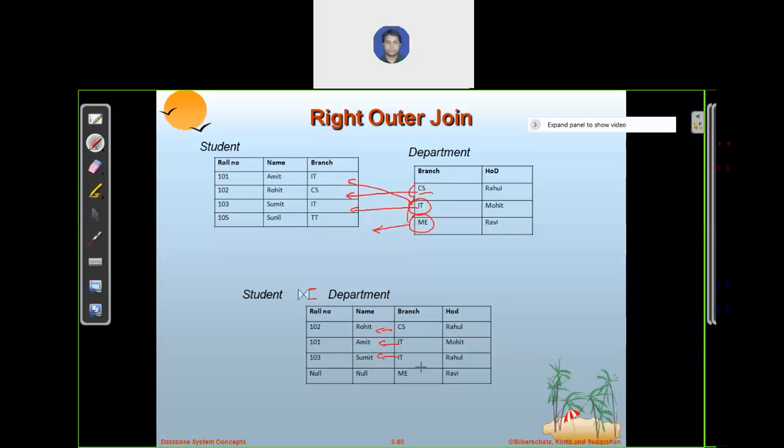So what will you write? You write ME Ravi, but the corresponding student is not present, so you will set it as null. Okay. Again, I'm just repeating. Take all the records of the right-hand side and see the corresponding match. If it matches, write that. If it is not, leave it as null. Is it clear?